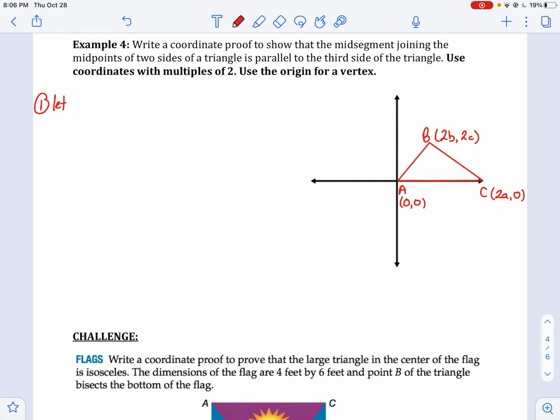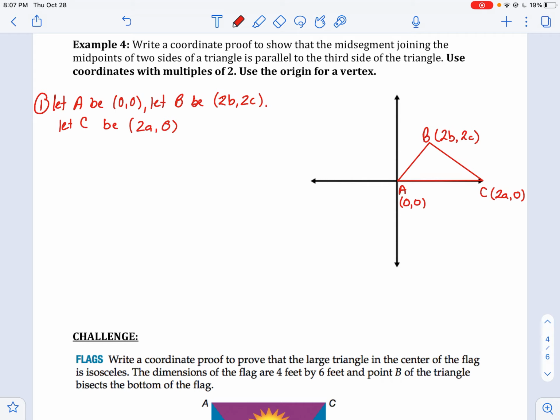I'm going to say let A be (0, 0). Let B be (2B, 2C). Let C be (2A, 0). And again, it doesn't matter what variable you use, as long as you've got the most generic possible triangle. You don't want to assume anything. So there's my triangle. And let's read through that problem again.